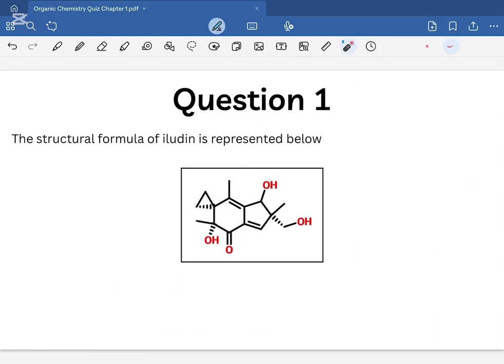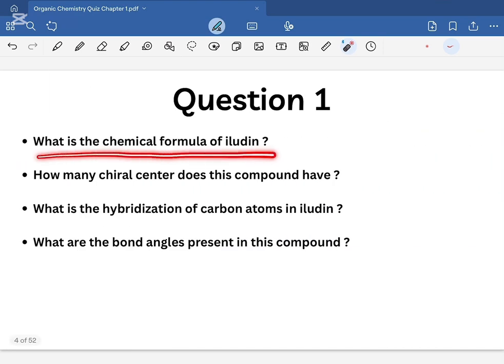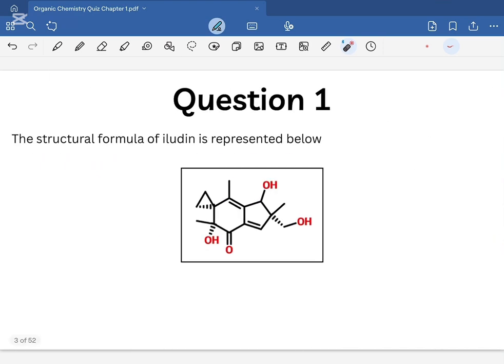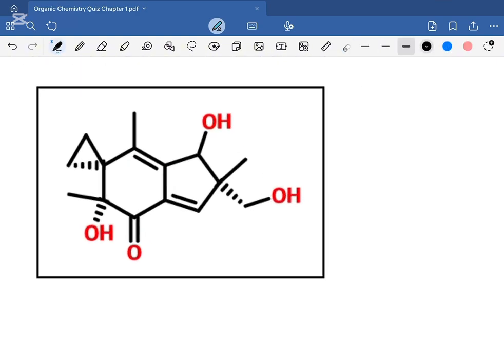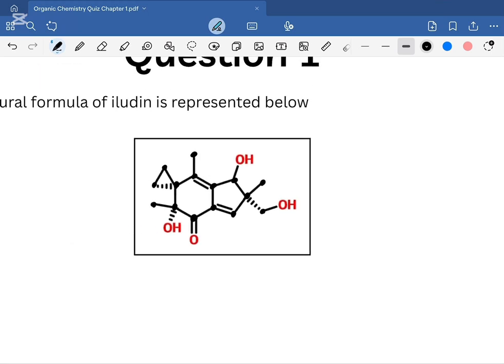Question 1, the structure formula of iodine is represented below. The question was, what's the chemical formula of iodine? So first, to determine the chemical formula, I have to count the number of carbons that I have. So first I have over here 1 carbon, 2, 3, 4, 5, 6, 7, 8, 9, 10, 11, 12, 13, 14, and 15 carbons. So we have 15 carbons.